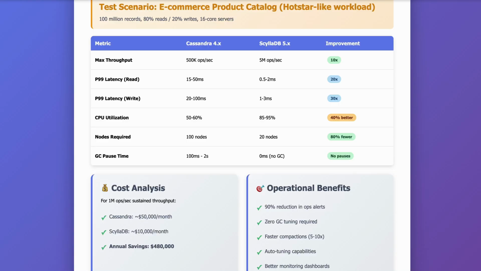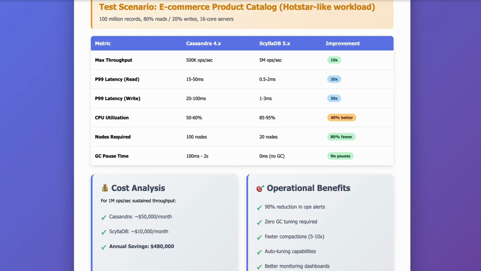With ScyllaDB 5, you get 5 million operations per second. That's a 10x improvement. P99 read latency drops to 0.5 to 2 milliseconds. That's a 20x improvement. P99 write latency is just 1 to 3 milliseconds, a 30x improvement. CPU utilization reaches 85 to 95%, 40% better. And you only need 20 nodes, 80% fewer servers.